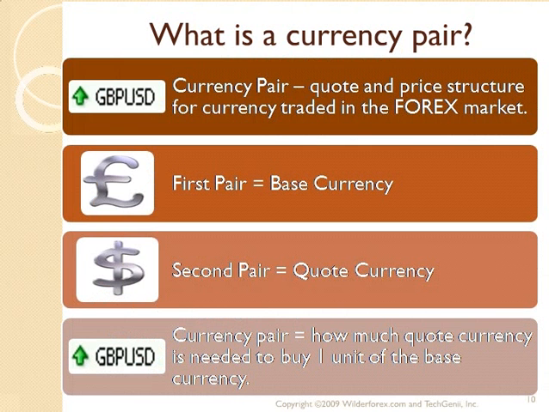What is a currency pair? A currency pair is the quote and price structure for currency traded in the Forex market. The currency pair value is determined by its comparison to another currency. The first currency is the base currency. The second is the quote currency. A currency pair is how much quote currency is needed to buy 1 unit of the base currency.